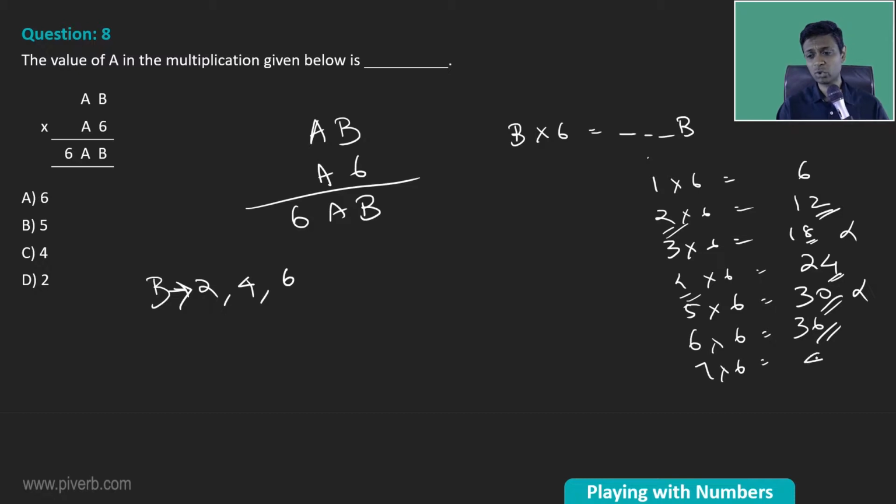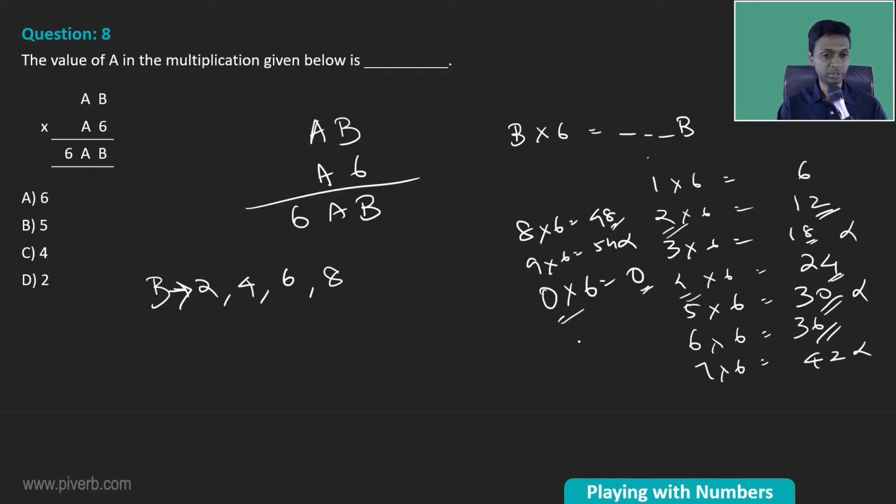7 into 6 is 42, doesn't work. 8 into 6 is 48, it could be 8. 9 into 6 is 54, it doesn't work. 0 into 6 is 0, that is a possibility. And so it would be 0, 2, 4, 6 or 8. All of them are possible.